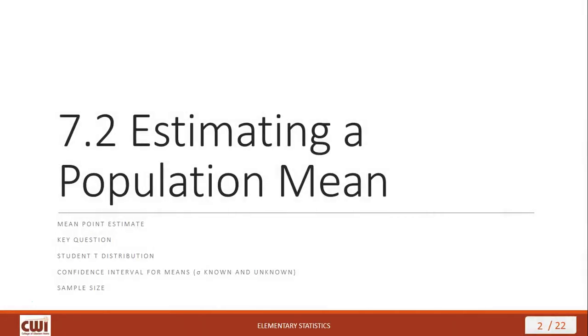So in this lecture, we're going to start off by describing the mean point estimate. Then we're going to get into a key question that we need to ask when solving questions about estimating a population mean. We'll introduce a new distribution called the student t-distribution, and we'll look at constructing confidence intervals for means where we both know and don't know the population standard deviation. We'll then finish the lecture talking about sample size calculations. So let's get started.